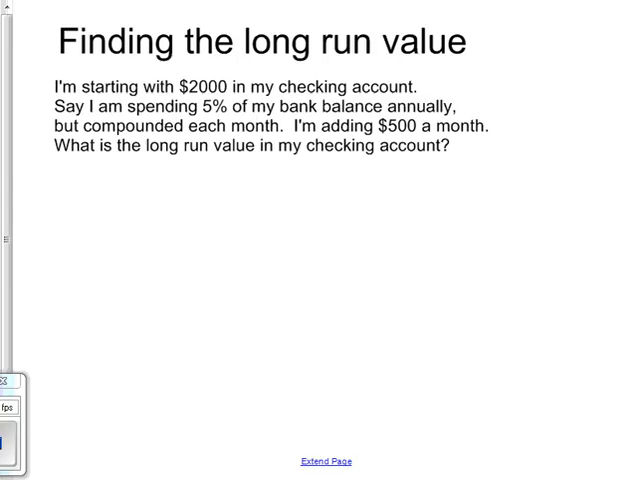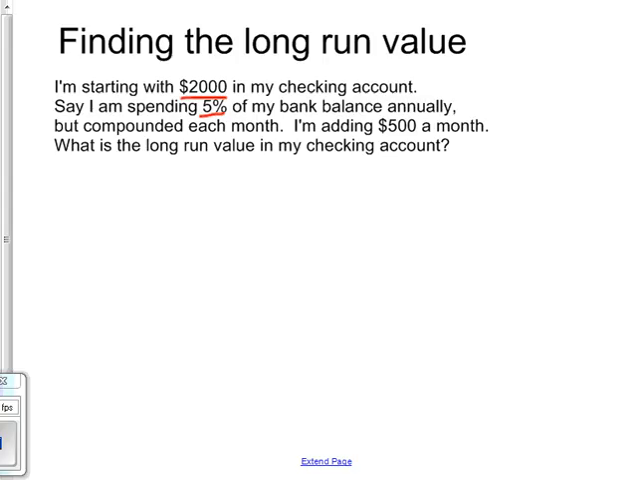Because I think that most people understand how to find the long run value. It's just identifying when it is a long run. So I'm starting with $2,000 in my checking account. Say I'm spending 5% of my bank account annually, but compounded each month. So it's being compounded each month, and I'm adding $500 a month.